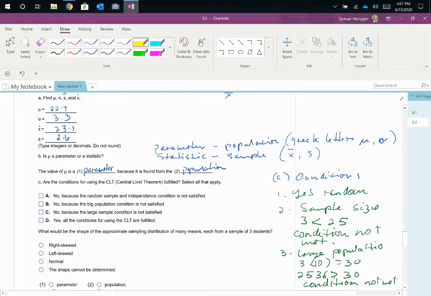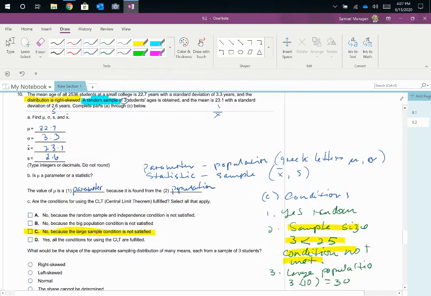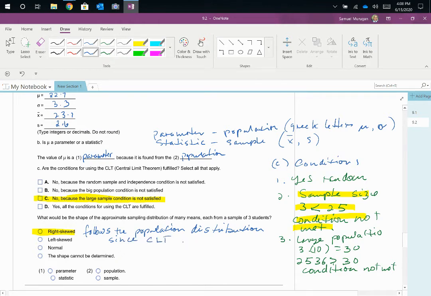So because the sample size condition is not met, the large sample condition is not satisfied. So it's no longer a normal distribution. We have to go to the distribution they give, where it says that the population distribution is right skewed. Okay, follows the population distribution since CLT conditions not fulfilled.